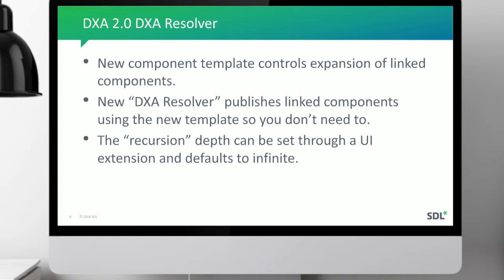And of course, the recursion depth by default is set to infinite. So it'll keep going until it reaches the end of the chain, making sure that there are no cyclic loops in there and so on. But you can set that to whatever value. The UI extension is the beginnings of a bit more user control on how publishing is done in DXA, to make it a bit more clear.